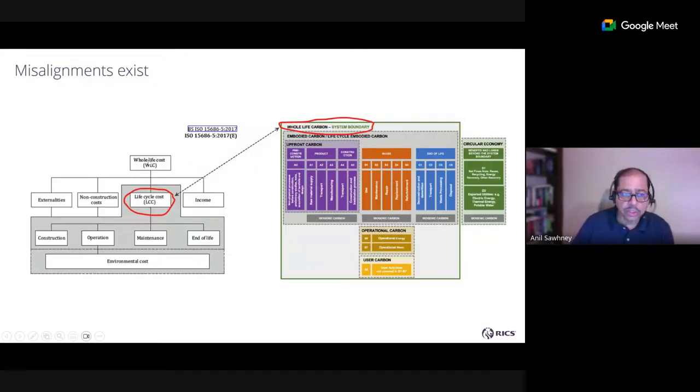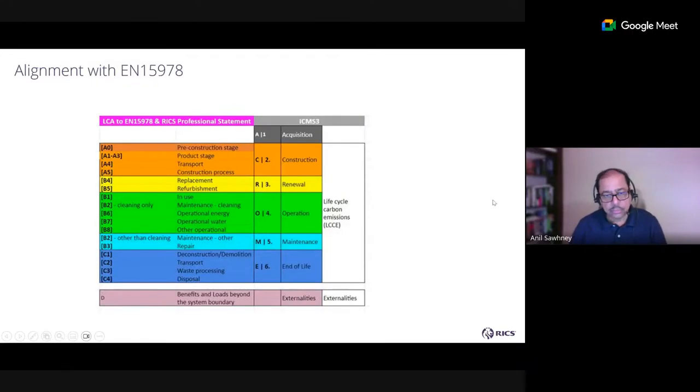The whole life cost includes externalities, non-construction costs, and income. Okay, so we are basically mapping life cycle costs with whole life carbon, because in whole life carbon taxonomy, the module D is excluded. So basically, what has been done is for integrating ICMS and WLCA, this map has been created.